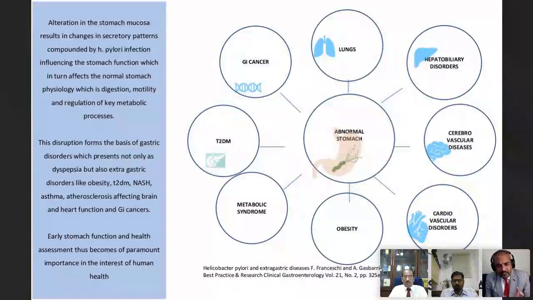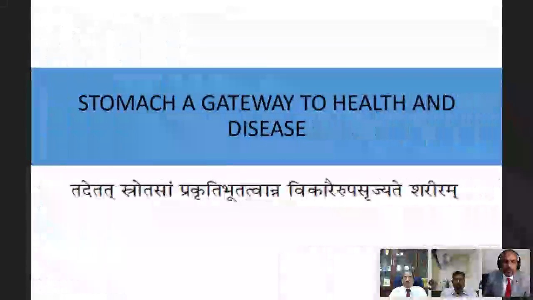So it is very important to understand and assess stomach health and stomach function, because obviously early diagnosis will lead to better treatment options, and thus assessment of stomach function becomes of paramount importance.